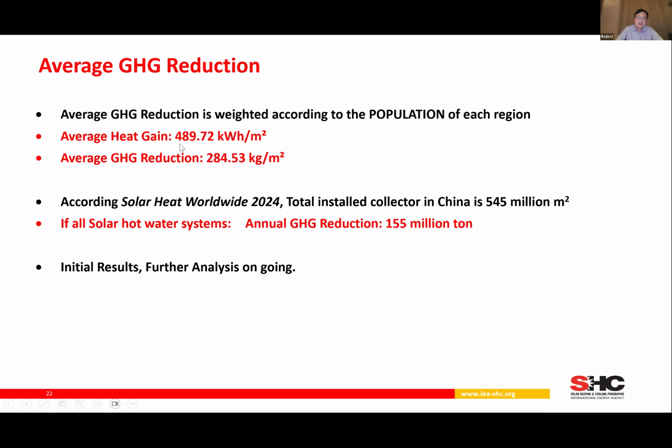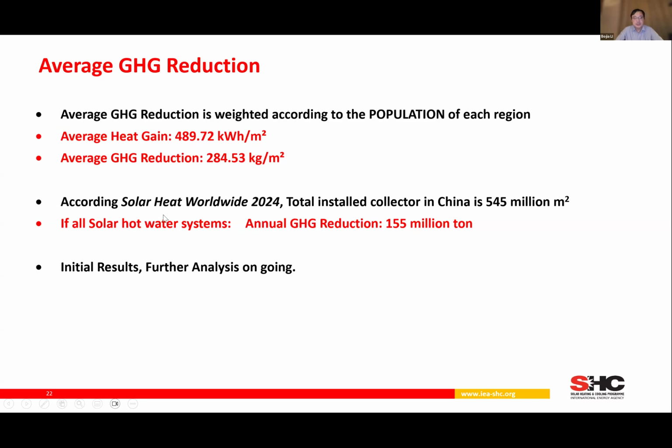about 490 kilowatt hour per square meter collector, and the average GHG reduction is about 284 kilogram per square meter collector.